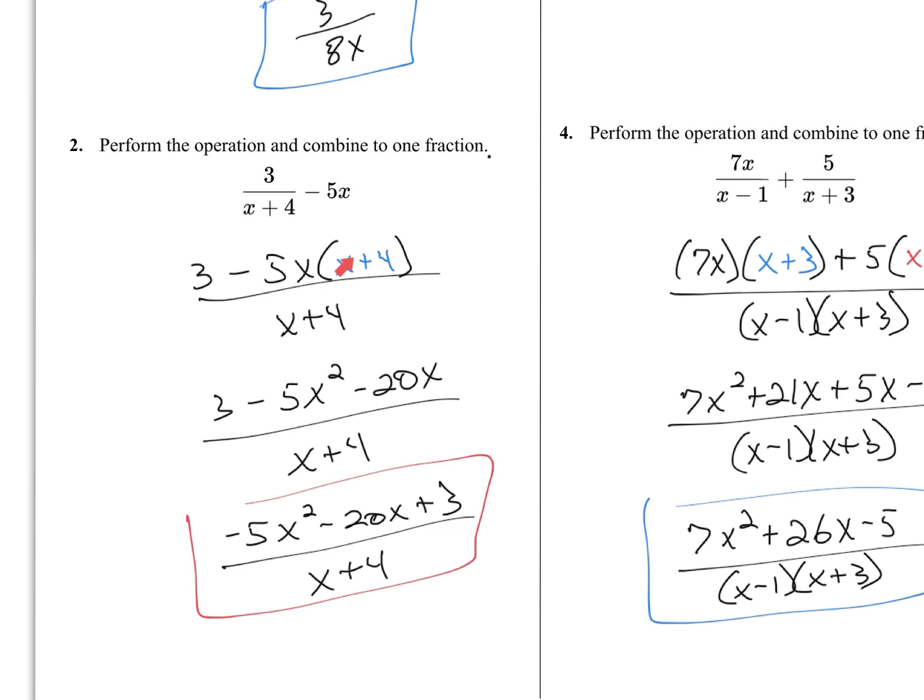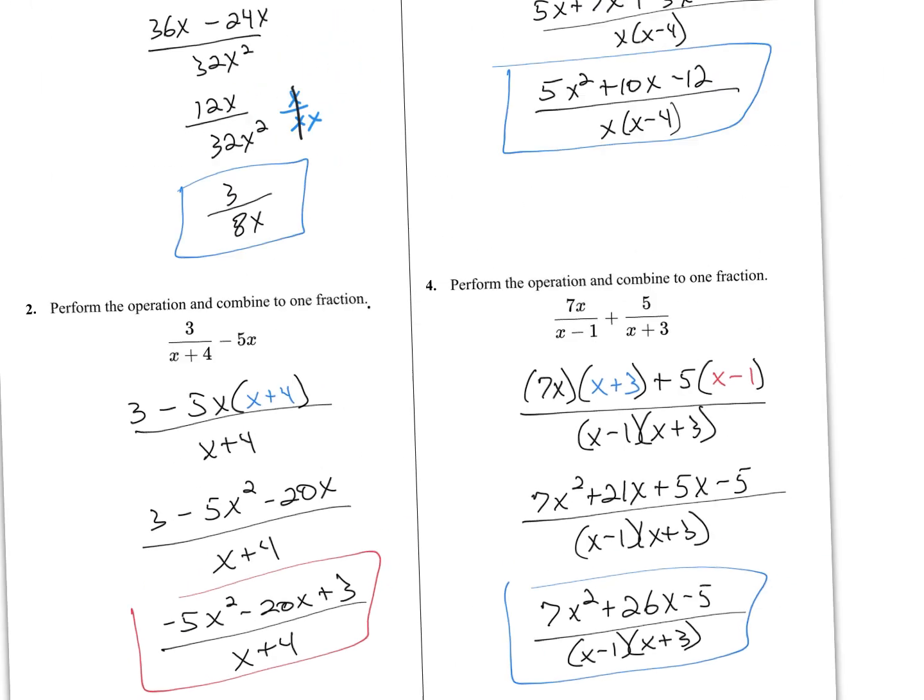So let's go ahead and set that up, and then we'll do the multiplication. So 3, and then minus 5x times 1x, that's minus 5x squared. And then negative 5x times 4 is negative 20x, all over x plus 4. At this point, we're just going to write the numerator in descending order of the exponents. So the negative 5x squared is first, minus 20x, and then this is a positive 3, so plus 3, all over x plus 4. And that will be our final answer for this subtraction problem.